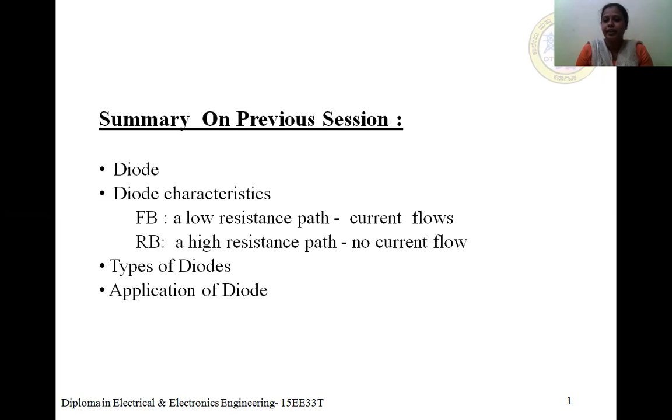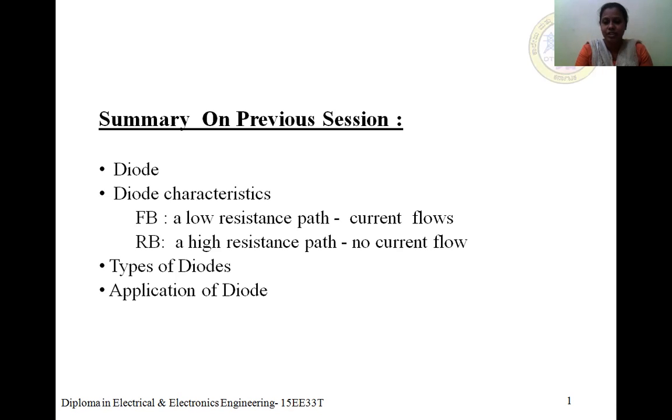Next is the application of diode. Normally this PN junction type diode is used for rectification purpose, that is, it is used in rectifiers. You can see in the lab also we have used it in a half wave rectifier as well as a full wave rectifier. This PN junction diode is used. So this is entirely about the PN junction diode what we have studied in the previous session.